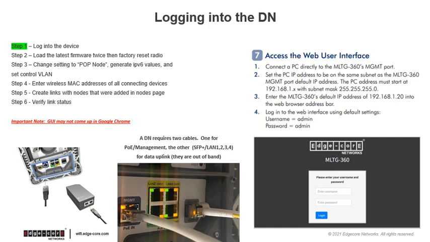Now, in this example, you see the DN requires 2 cables, one for the PoE management and the other for data uplink, and they are out of band. So which ports can you use for the data uplink? You could use the SFP plus port, the 10 gig port, which by the way doesn't do 1 gig. We'll ask, can it do 1 gig SFP? It's only 10 gig fixed. Or you could use LAN 1, 2, 3, or 4 1 gig ETH ports. So you could have a 1 gig Ethernet port uplink, or you could use the SFP plus port. So either one.